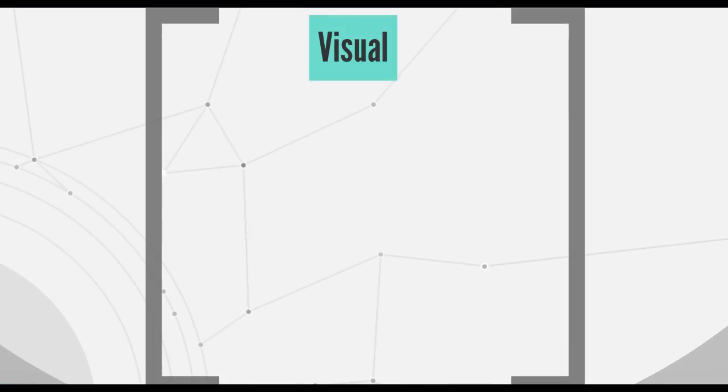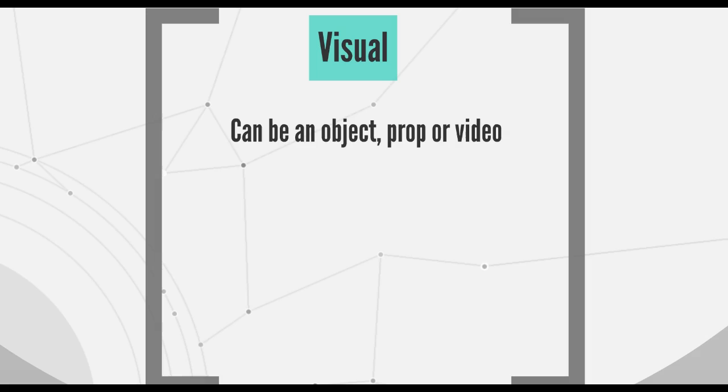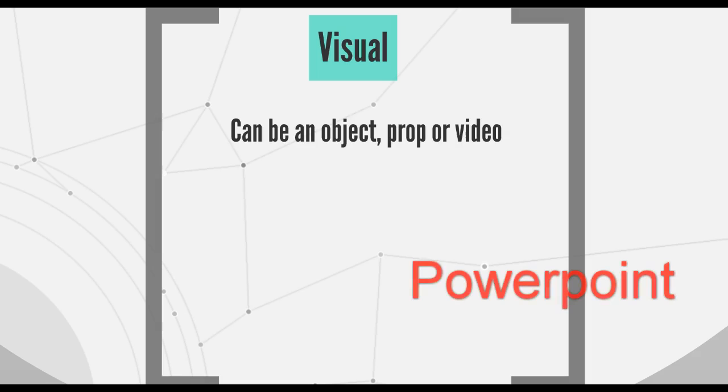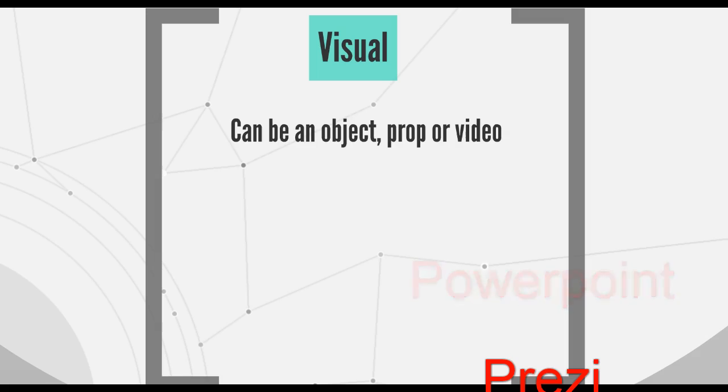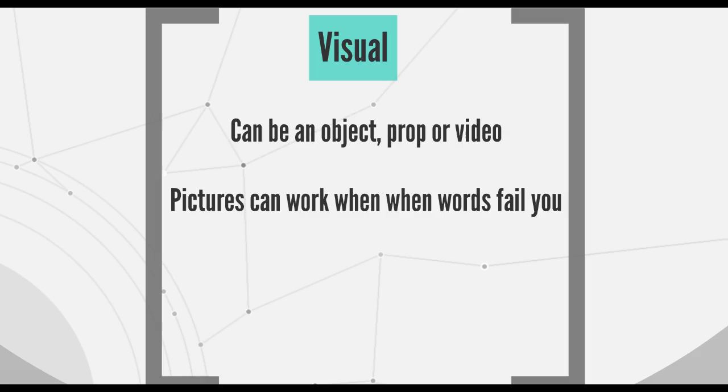Now, when we're talking about visuals, visuals are pretty much what you think they are. Anything that really can be seen. That can be a video that you use, a prop you bring in, an object. This can also, by the way, include PowerPoint and Prezi, to those who have asked. Yes, you can definitely use those in your speech. Now, keep in mind, pictures can be very, very important for a speech, right? Particularly when words fail you. And pictures can motivate people to do all sorts of things and be very powerful.